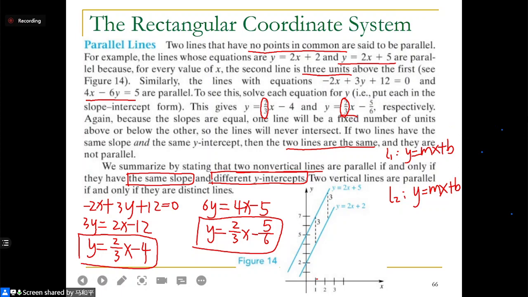For example, here is a vertical line and this is another vertical line. If they are not the same, we can say they are parallel, right? So two vertical lines are parallel if and only if they are distinct lines. From this, if we want to judge whether two lines are parallel, we should find their slopes and compare, and find their y-intercepts. They should have the same slope and different y-intercepts.